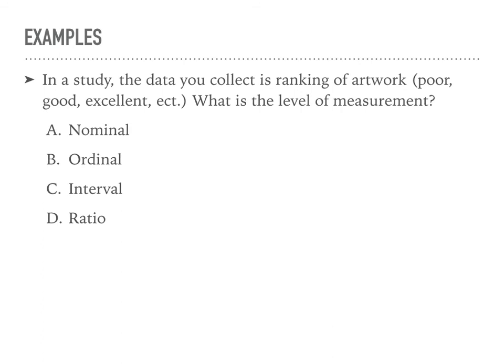In a study, the data you collect is ranking of artwork as poor, good, excellent, etc. What is the level of measurement? Again, looking at this one, we see that our data is going to be qualitative. But as we think about it, there is an order to our data. It goes poor, then good, then excellent. So that would mean that we have ordinal data.